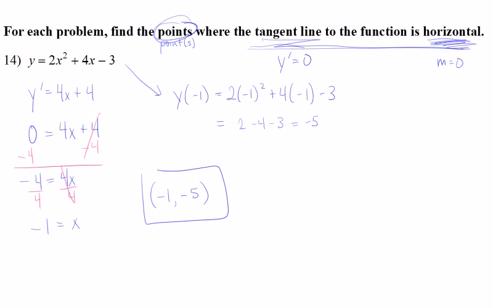But yeah, just know when a tangent line is horizontal, we're asking for where the derivative equals 0, right? So find the derivative, set it equal to 0, solve, and if it's asking for the point, don't forget to also find the y coordinate of that point.